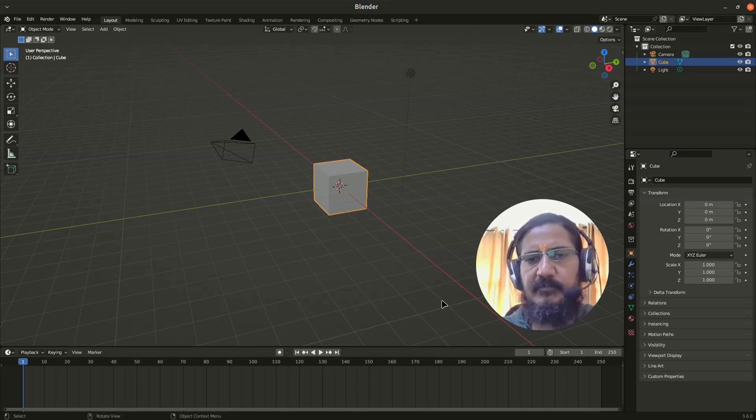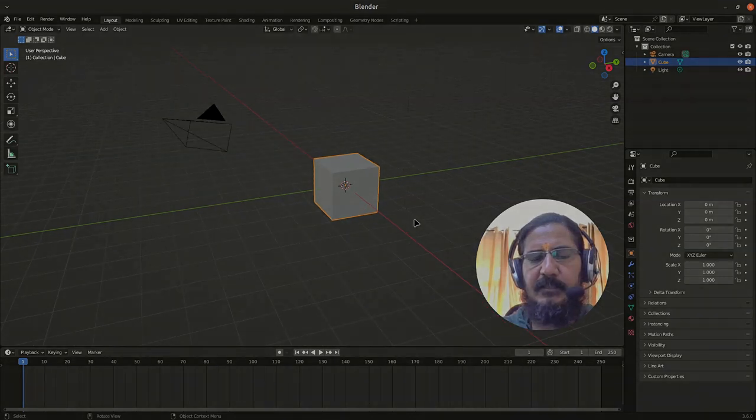So this is our 3D view window. We'll be seeing more details in an upcoming session.